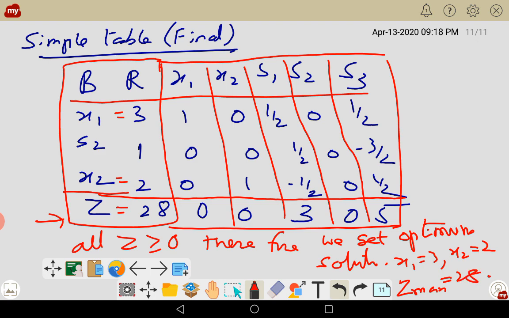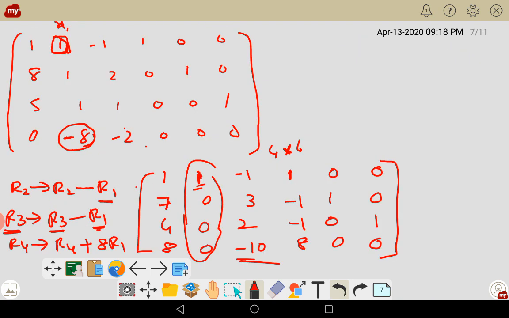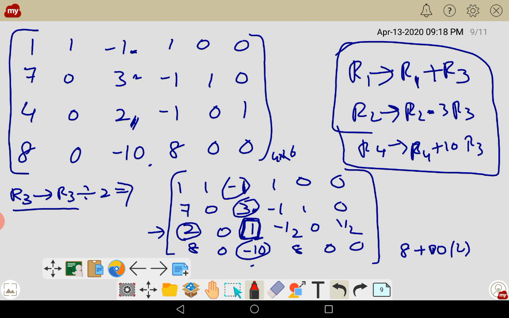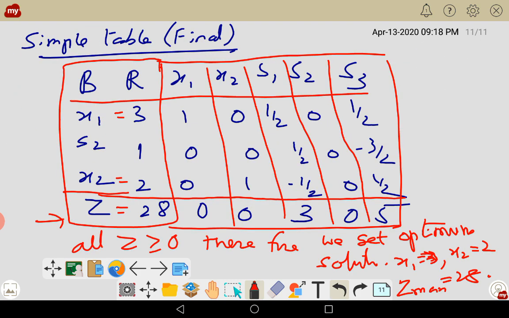You can use these values of x1 and x2 in the original function. Where is this one? Check here. x1 is 3 times 8, 24, plus this x2 is 2 into 2, 4, so 28. That's what we got in the end. That's what we get here as 28.